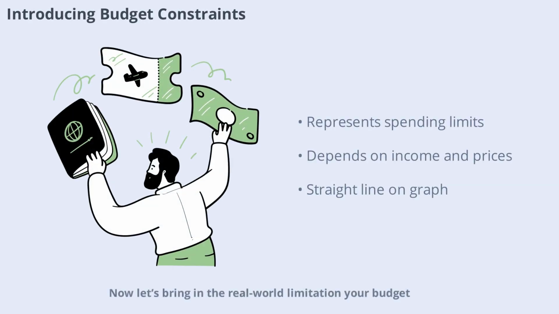Now let's bring in the real-world limitation, your budget. A budget constraint shows all the combinations of goods you can afford, given your income and the prices of those goods. It's usually represented as a straight line on a graph with one good on each axis. The slope of this line depends on the relative prices of the two goods. The budget constraint sets the boundary for your choices.